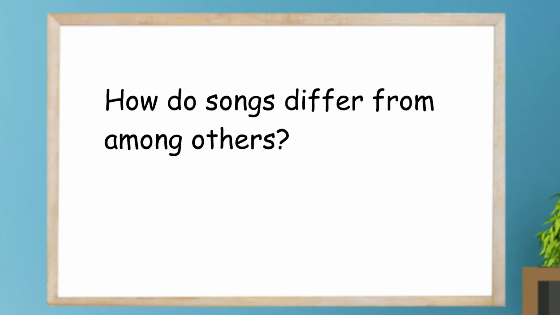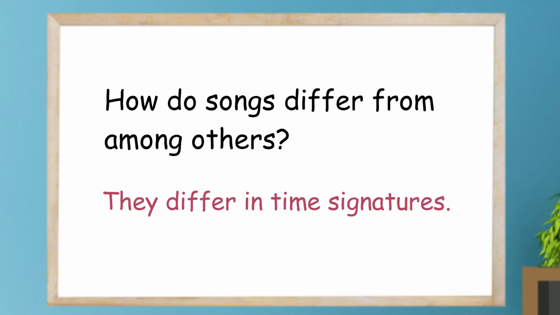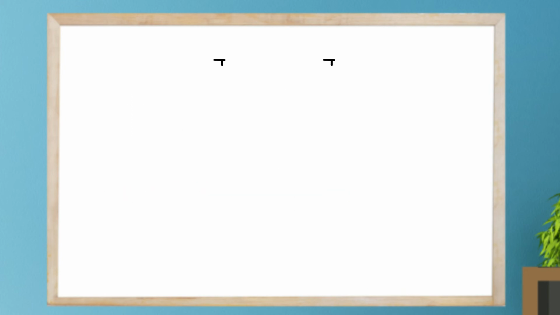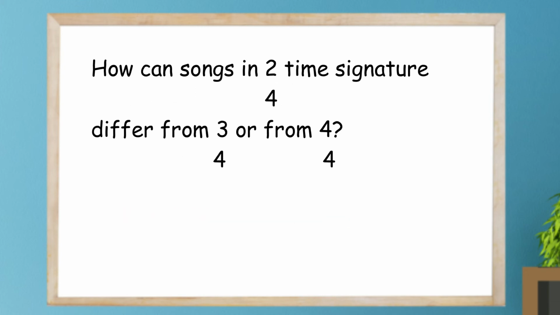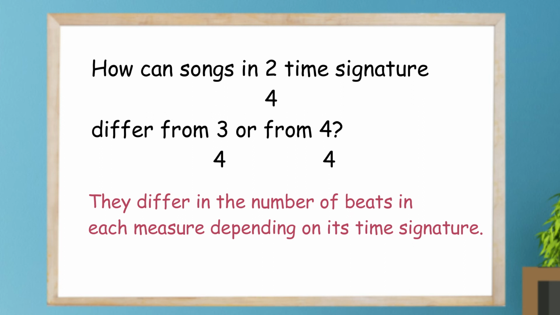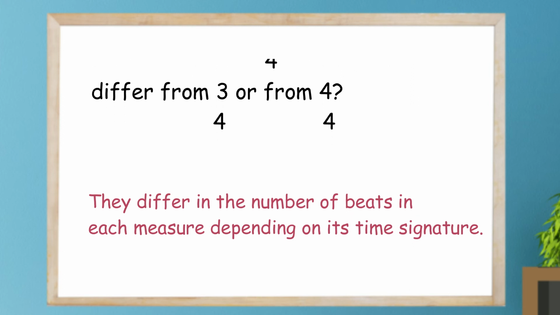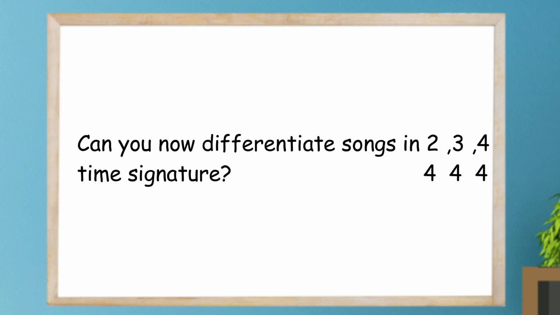So, dear children, how do songs differ from among others? Yes, they differ in time signatures. How can songs in 2/4 time signature differ from 3/4 or from 4/4? Yes, they differ in the number of beats in their measure depending on the time signature. Absolutely! Can you now differentiate songs in 2/4, 3/4, and 4/4 time signature? Great!